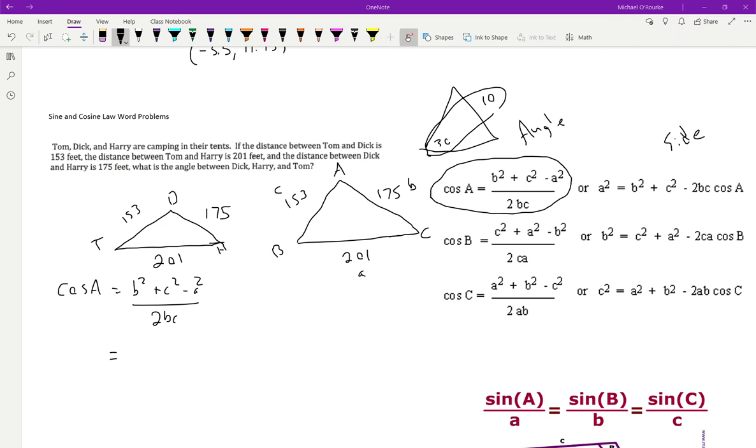Okay? So, we're looking for this angle here right now. This is what we're calculating, angle A. So cos A still stays over here. Now let's plug in our numbers. B, in this case, is across from here, is 175. The side is always across from your angle.